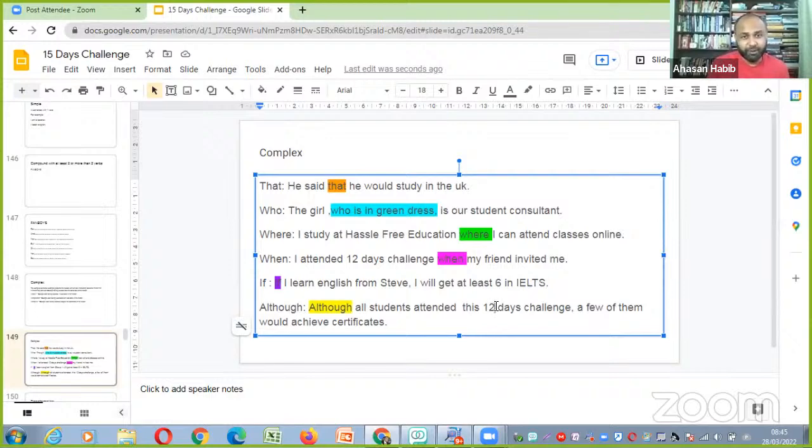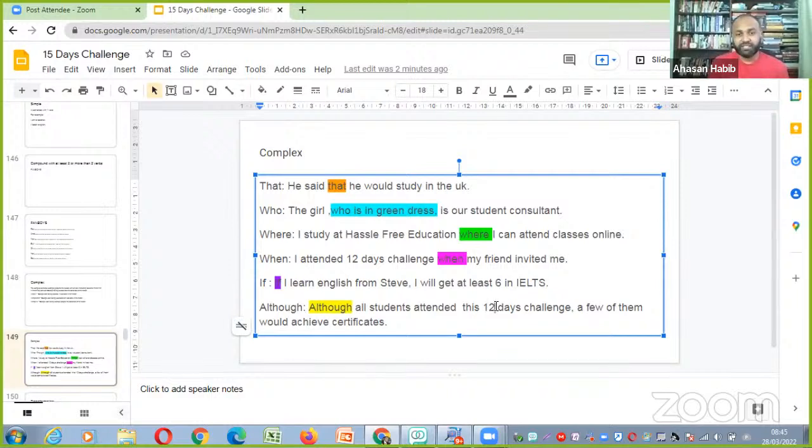The lady who was next to me in the restaurant was my wife. The boy who was wearing a red t-shirt was my friend. So this is how I need to make a lot of sentences. Where I study at Hasselhoff Education, where I can attend classes online, right? So I want to study at UK universities, or I want to study in the UK where I want to get settled as well, right? So this is how I need to make a lot of sentences.